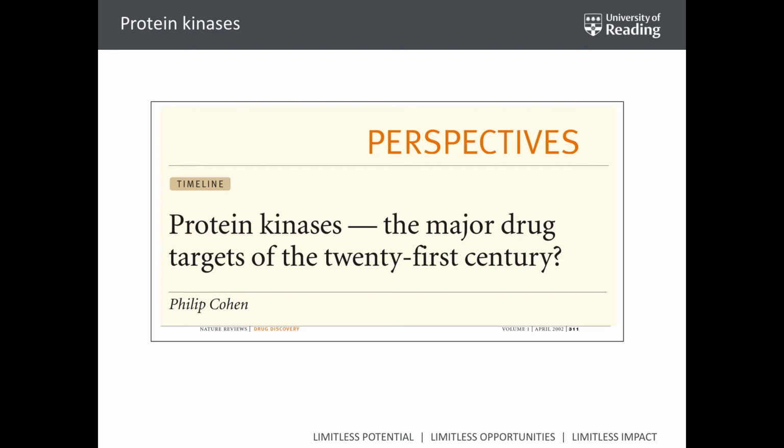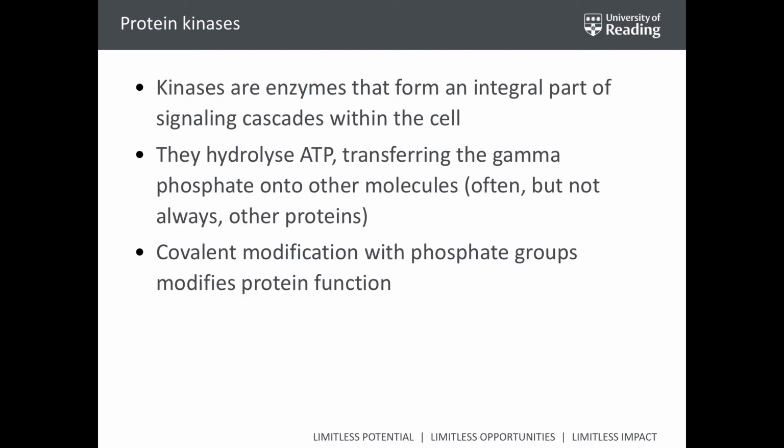And this is an article by Philip Cohen, now Sir Philip Cohen, who set up one of the key laboratories investigating protein kinases, established at the University of Dundee about 30 years ago now. And this is an article that he wrote back in 2002, talking about protein kinases as one of the key drug targets of the 21st century. So what are protein kinases?